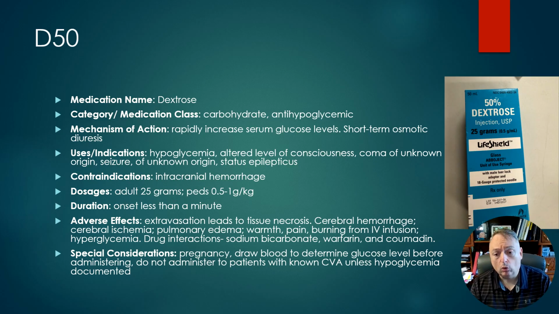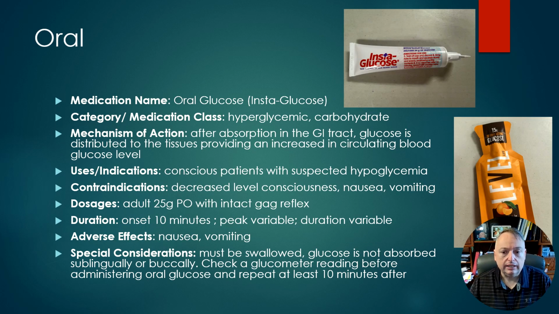So it's really important that after we give someone D10, if they don't want to go to the hospital, that we make sure that they eat something good like bread, peanut butter. Those things work great. Now, the next form of glucose we're going to talk about is oral glucose.